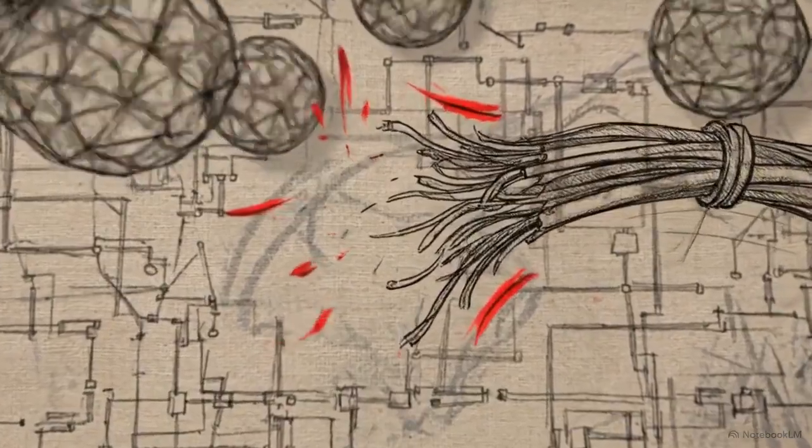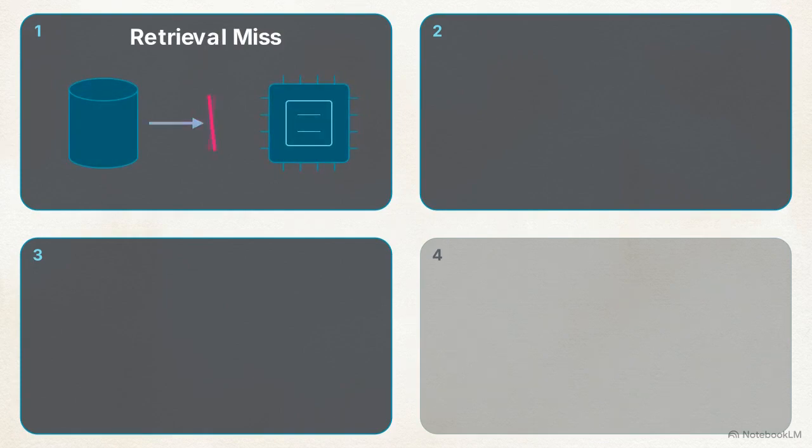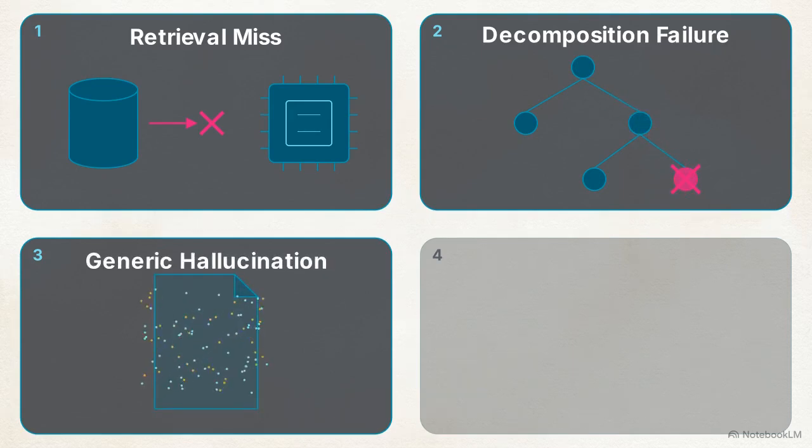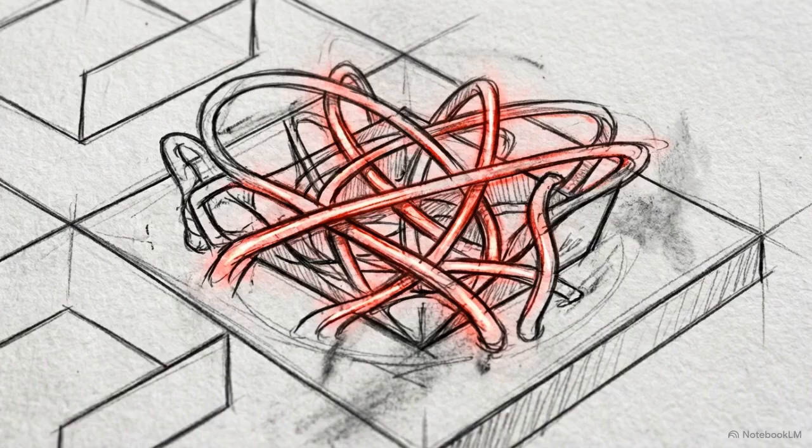demanding role reversal. This diagnostic matrix maps exact boundaries. Quadrant 1 is a retrieval miss. Data never entered the context. Quadrant 2 is decomposition failure. It initiates the wrong subproblem. Quadrant 3 is generic hallucination, fabricating from scratch. Quadrant 4 isolates the binding gap. Semantic pieces are present, but specific wiring fails.